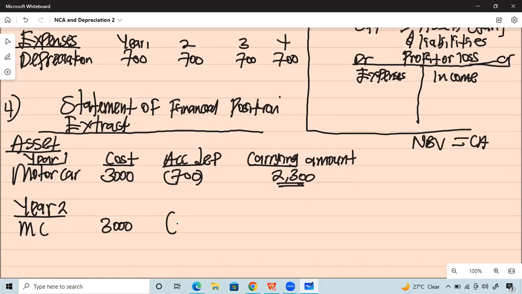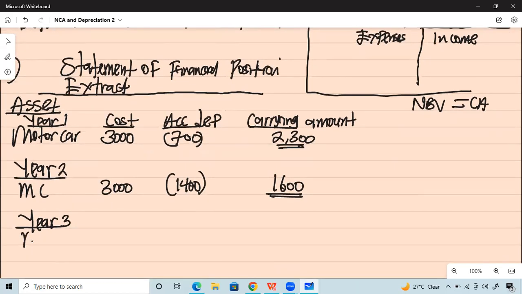So 700 plus 700 is 1,400. 3,000 minus 1,400, then you have 1,600. You go to year three. The motor car still remains the same, the cost is 3,000. Then the depreciation, 1,400 plus 700, you have 2,100. 3,000 minus 2,100, you have 900.